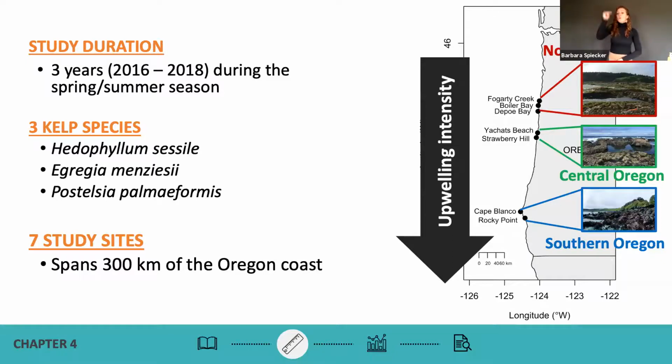These 3 regions are situated along that same upwelling gradient I mentioned before, with northern and central Oregon experiencing more intermittent upwelling and southern Oregon having more persistent upwelling.